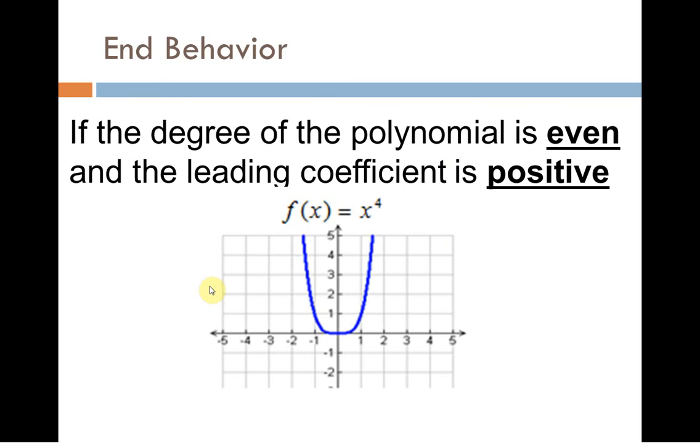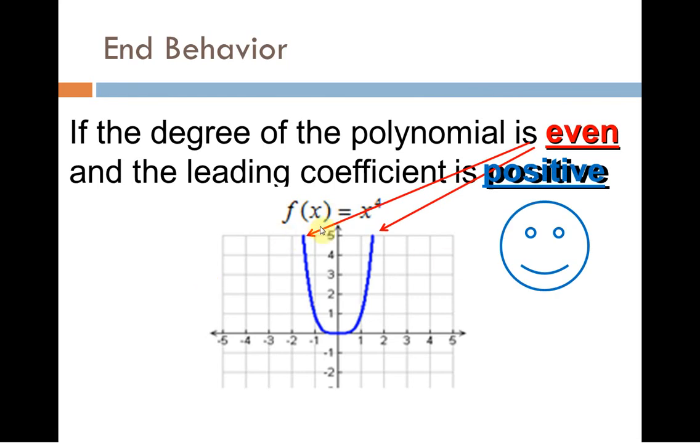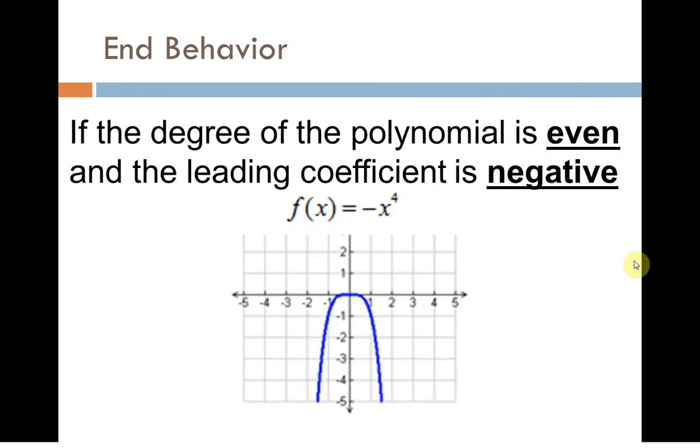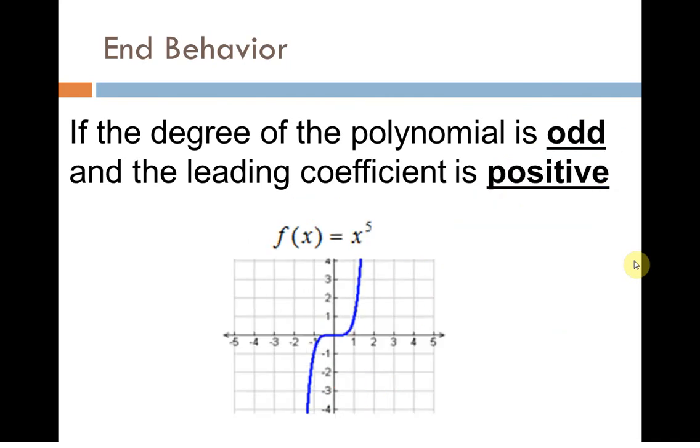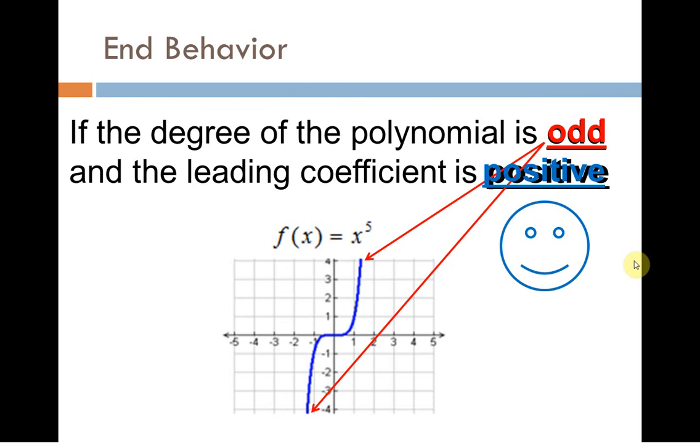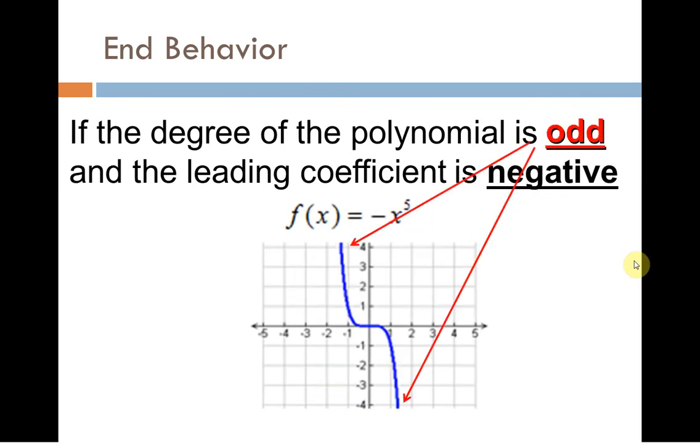Okay, so let's talk about this. If the degree of the polynomial is even and the leading coefficient is positive, it's going to be a smiley face because you're going to end in the same direction, and it's positive, so you're going to end up. Now, if it's an even degree with a negative leading coefficient, you're going to have yourself a frowny, which means they're both going to end down. An odd degree with a positive leading coefficient is going to start down and end up. However, if you have a negative in front, it starts up, but then it ends down because it's sad. So basically, even degree functions start and end in the same direction. Odd degree functions start and end in the opposite direction.